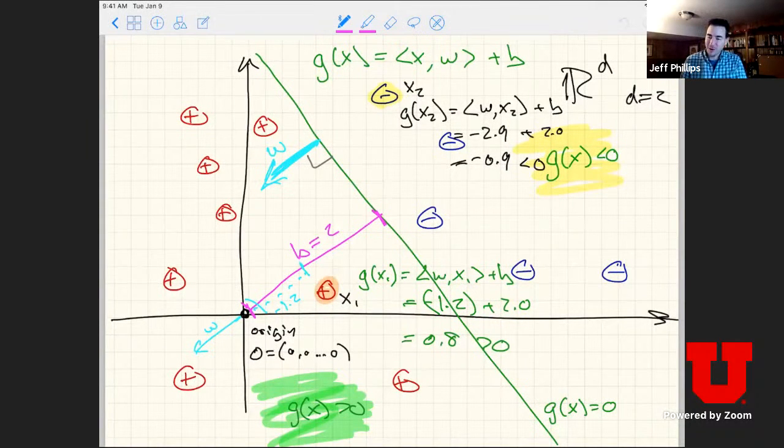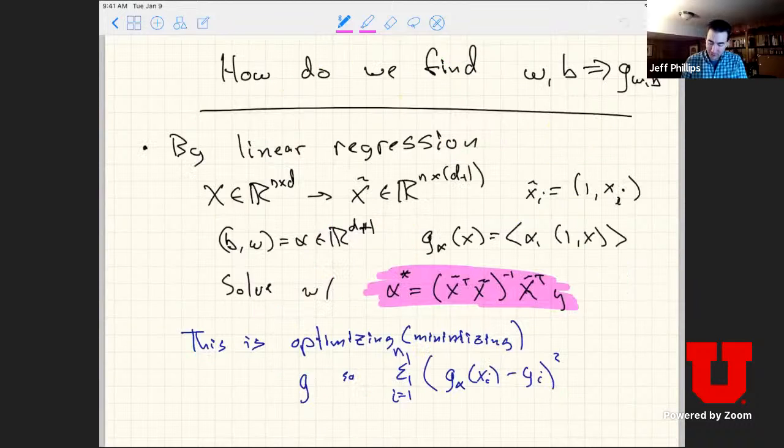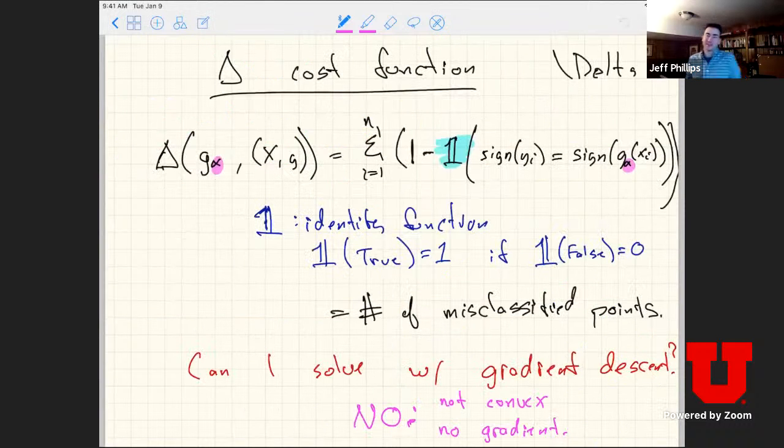Okay, so it's going to be not convex, and it's not even going to have a gradient, which is the biggest issue. What people typically do is run gradient descent, okay? But we're not going to quite solve this function. We're not going to solve this delta function. This one's going to be too hard. We're going to have to use a proxy for it.